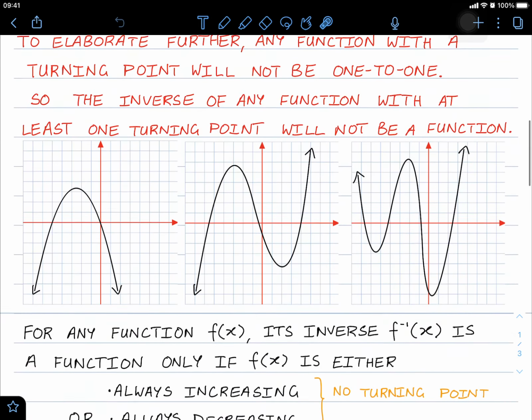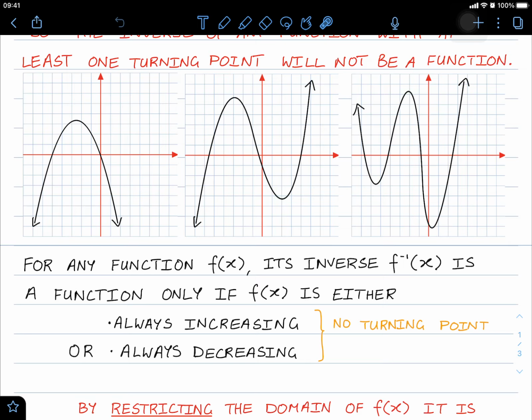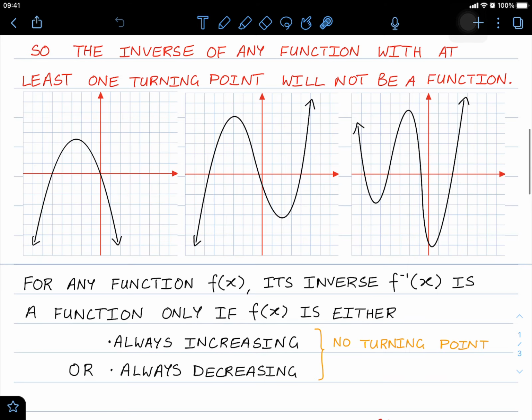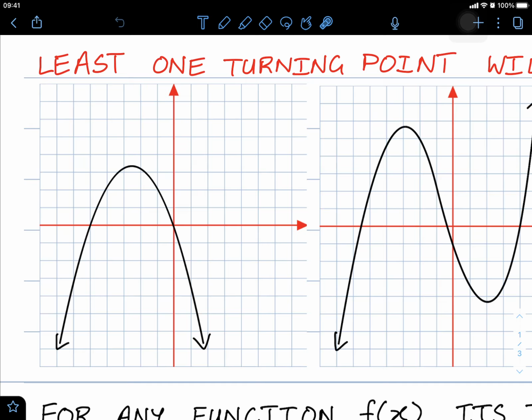So to make a rule from this, for any function f of x, its inverse f inverse of x is a function only if f of x is either always increasing or always decreasing. That's just another fancy way of saying that there's no turning point, because take a look. In this one, the function is increasing at these points until here, and then from here it's decreasing. So this is not always increasing because it's increasing and then decreasing, meaning there's a turning point.